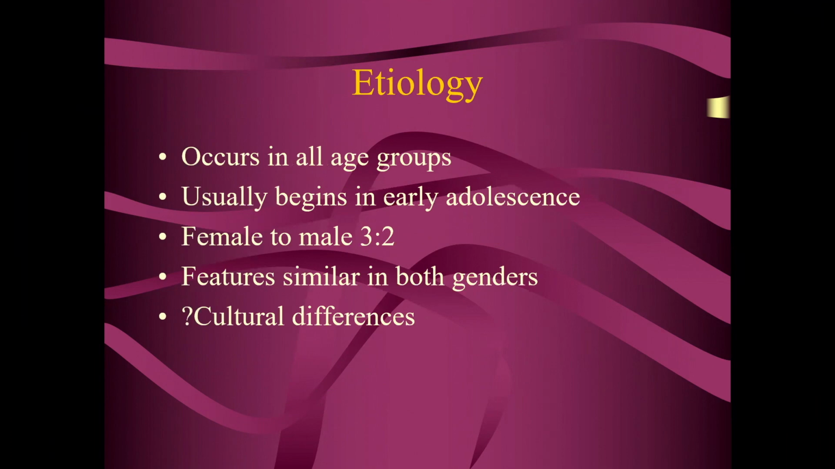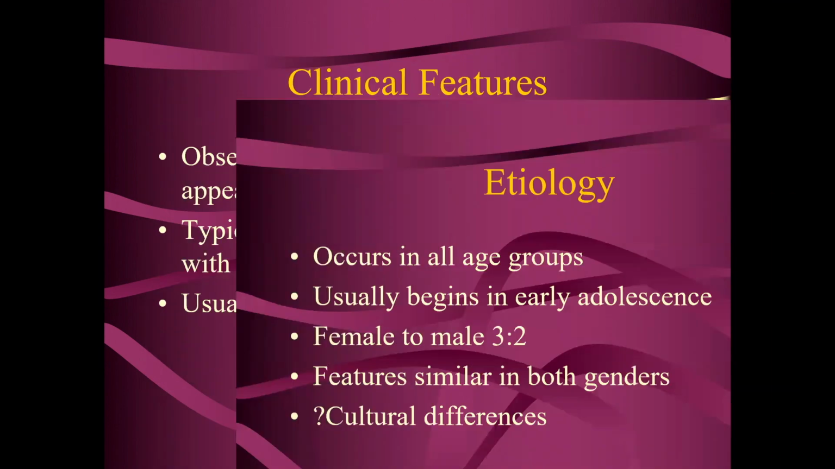BDD can occur in all age groups. It can occur in children, it can occur in adults, it occurs in the elderly. It usually begins in early adolescence, similar to OCD. And in fact, of all the obsessive compulsive related disorders, BDD is probably the one that is the closest to OCD. There's only a slight female preponderance in body dysmorphic disorder, a 3-to-2 ratio. The features are similar in both genders, and there's still some question about whether there are differences in BDD in different cultures. And that's something that is still being worked out.